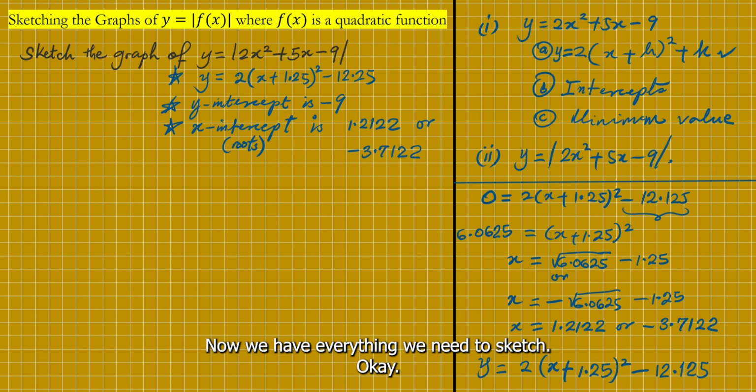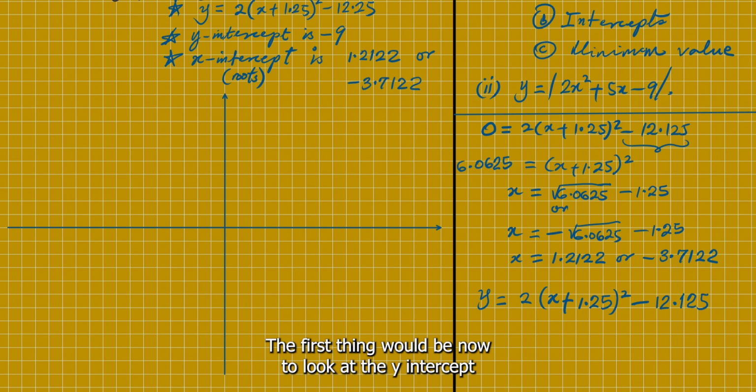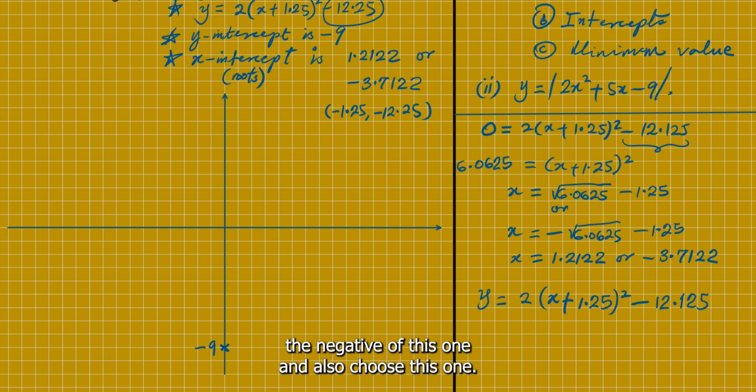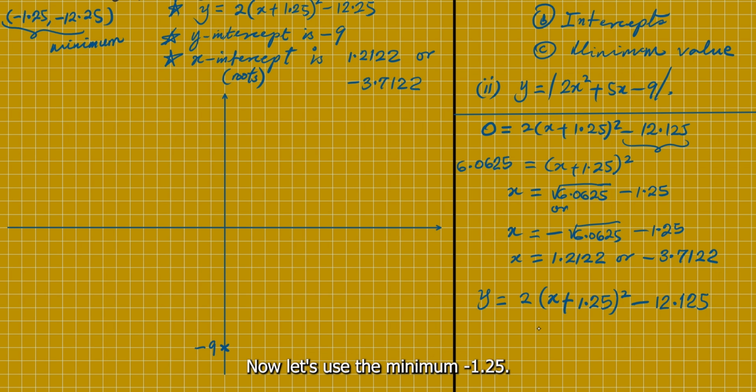All right, now we have everything we need to sketch. Okay, the first thing will be now to look at the y-intercept, and it's at minus 9. So let's look for that. So that's negative 9 right there. The minimum will be at negative 1.25 and negative 12.25. I know that because you have to choose the negative of this one and you have to choose this one. Now let's use the minimum, negative 1.25. I like this to be negative 1. Okay, so negative 1.25 and negative 12, 10, 11, 12. So we could just say maybe that is here.